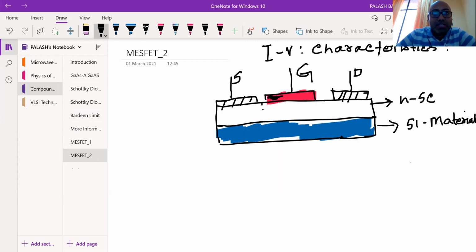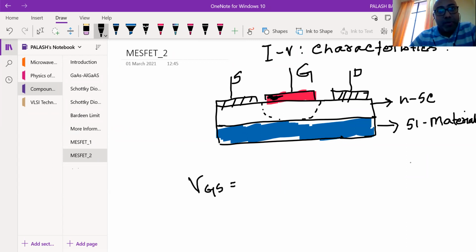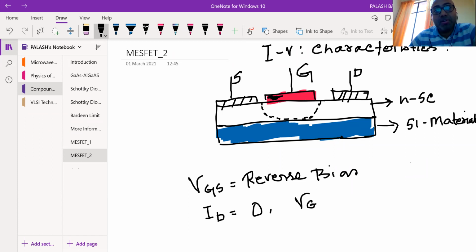If you remember our last day's discussion, to close this junction you need to apply some gate voltage. Your gate voltage VGS should be reverse bias, because only then can you close this junction. If you close it, it will look like this. In that case the drain current ID is 0, and the voltage at which this closing happens is VP0, the pinch-off voltage.